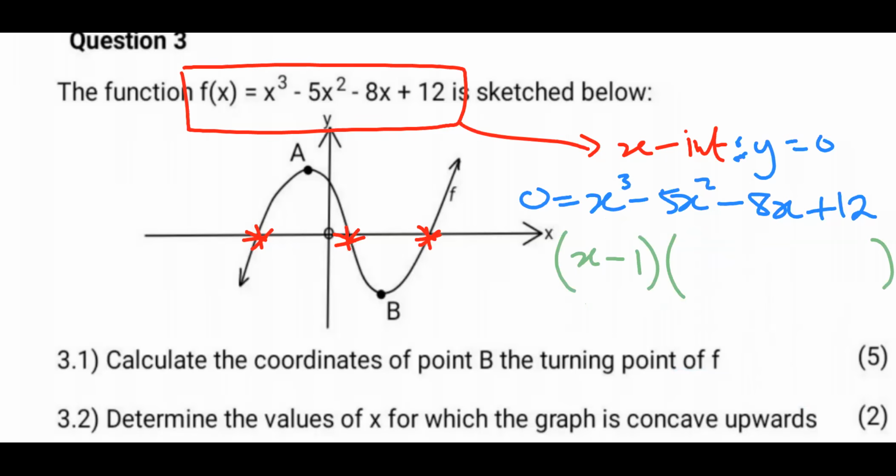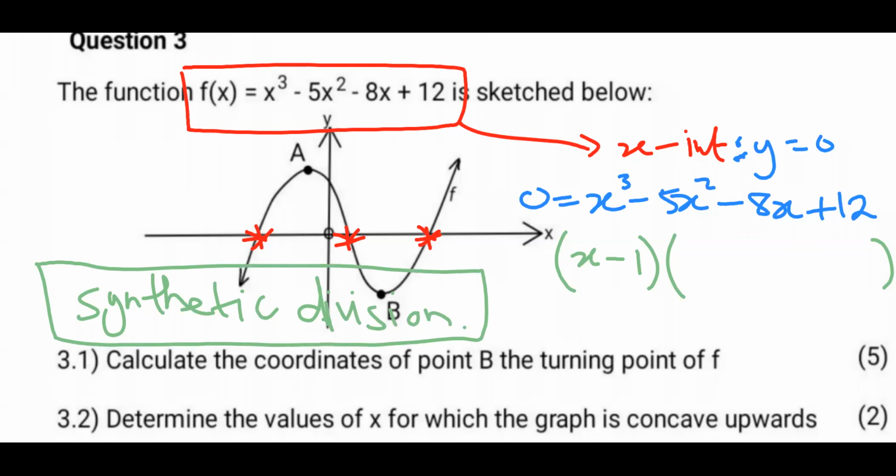Okay. Then after we get that first bracket, how do you now work out the second bracket? What's the name of that division thingy you use? Oh, synthetic division. Yes, that. So synthetic division is a way of dividing with polynomials. Like this, we have a cubic function, which is a polynomial. So we can use this method of synthetic division to factorize this cubic function.